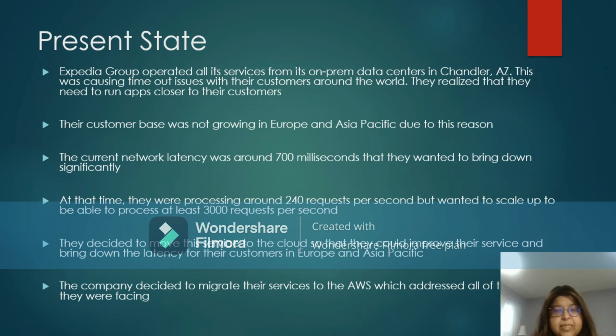At the time, they were processing around 240 requests per second, but wanted to scale up their capacity to handle at least 3,000 requests per second. The decision was then taken to transition these services to the cloud with the objective of enhancing their service quality and mitigating their latency concerns for their customer base in Europe and Asia Pac. Expedia opted to migrate their services to Amazon Web Services, which we know as AWS, as it addressed the array of issues that they were encountering.